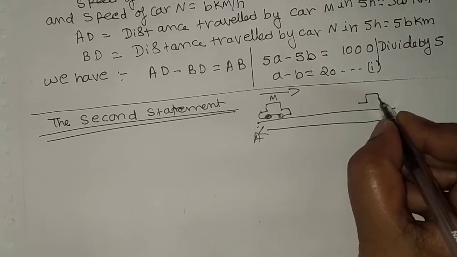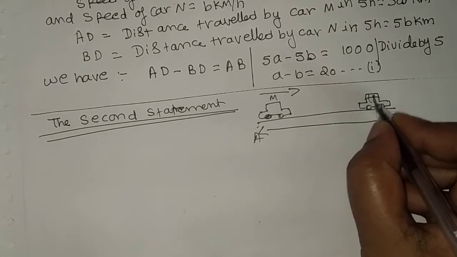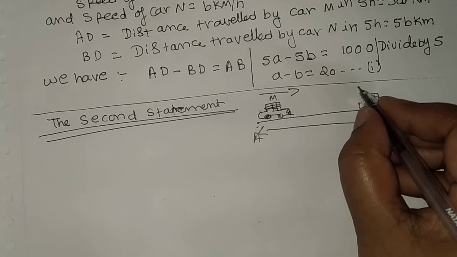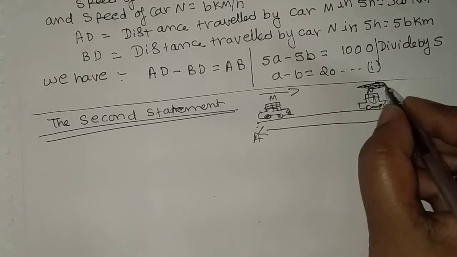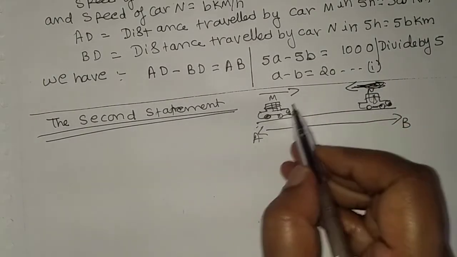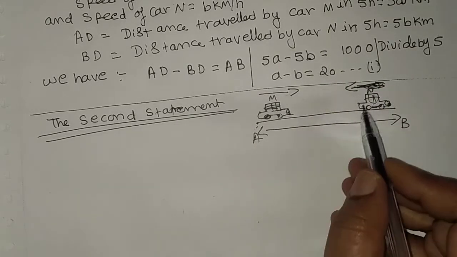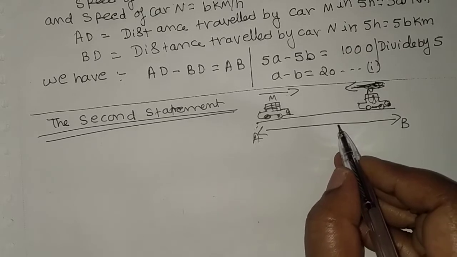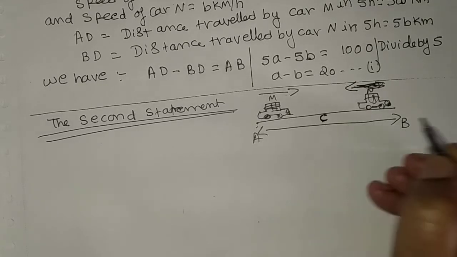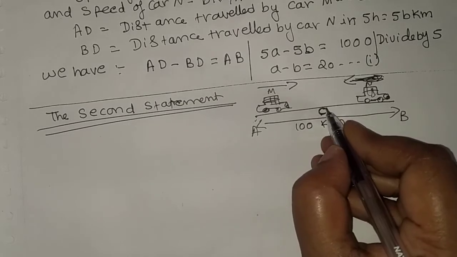Again, this is another car, N, and this car is traveling in this direction, the opposite direction. According to the question, in the first condition they travel in the same direction, and in the second condition they travel in the opposite direction. They meet at a point called C. This is also 100 kilometers, and the point here is C.